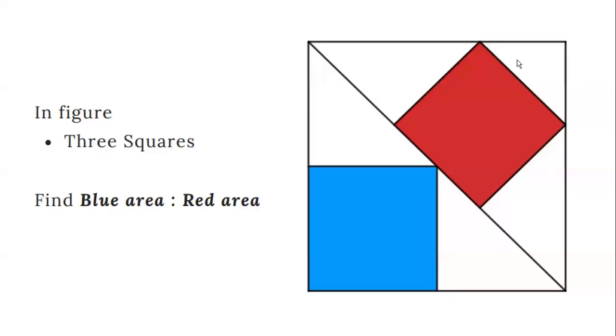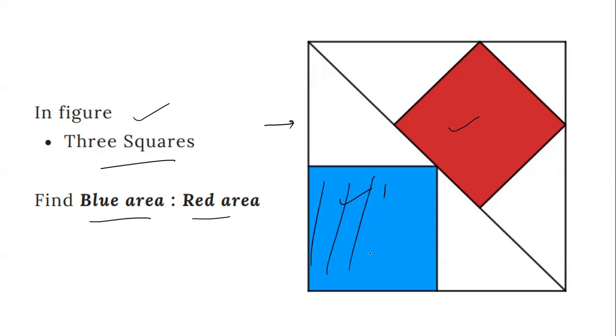So hello guys, in this video we are going to solve this problem. It is given that in the figure we have three squares: one is this blue square, one is this red square, and one is this outer black square. We have to find the area of the blue to red square. So let's see how we can solve this.